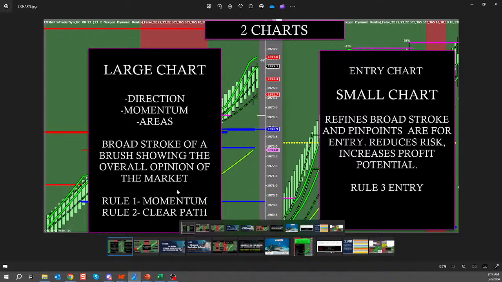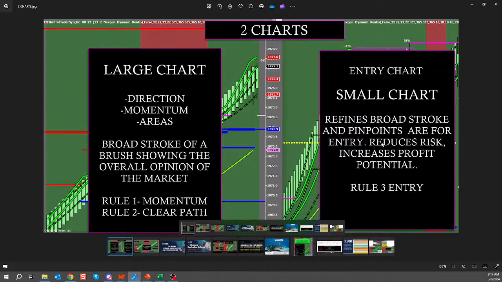That's rule number 2. The small chart is going to be where we find that entry, where we refine that broad stroke of a brush. What happens in 1 bar on the large chart is a 20 to 30 bar endeavor on the smaller, faster chart. It's like an X-ray, and we're going to be able to use it to refine exactly where the market is likely to continue, to pinpoint with accuracy our entry point. And guys, that's rule number 3.